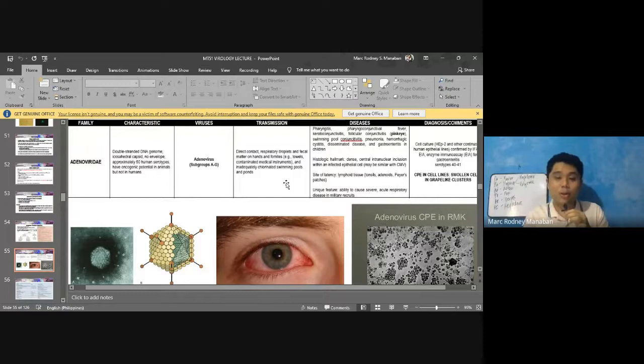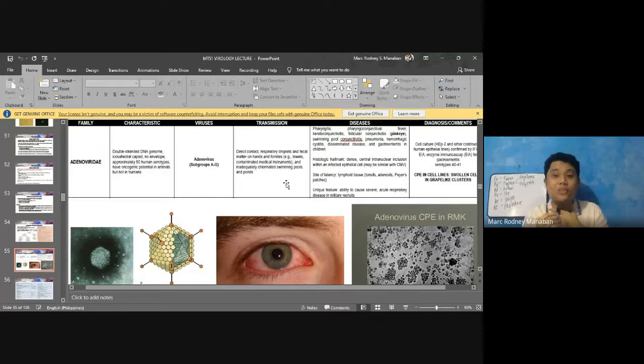All right. Now histologic hallmark. Again, it has a CPE, your certified public accountant. Joke only. Your CPE, cytopathic effect, similar to CMV. So it can show owl's eye inclusion sometimes. All right. And the site of latency is the lymphoid tissue, the tonsils, adenoids, and Peyer's patches. That's why it's called adenoviridae, because it was first isolated from the adenoids or the tonsils.